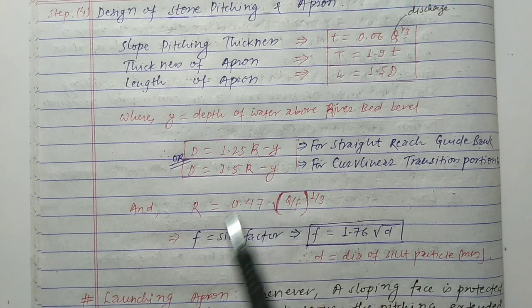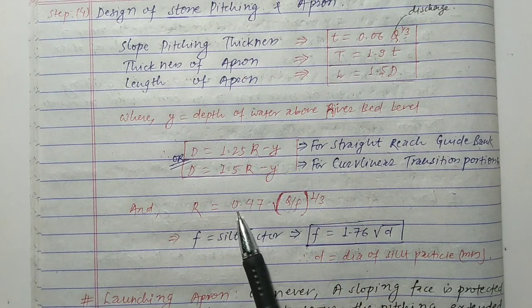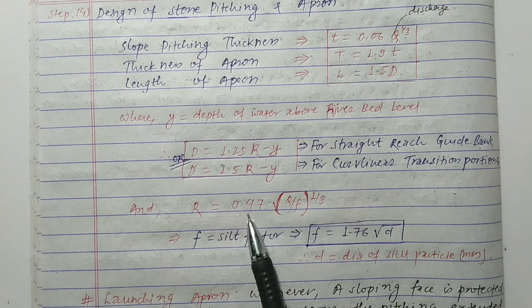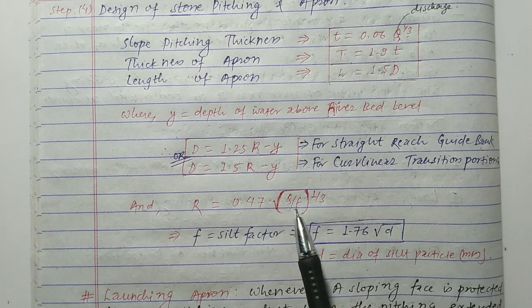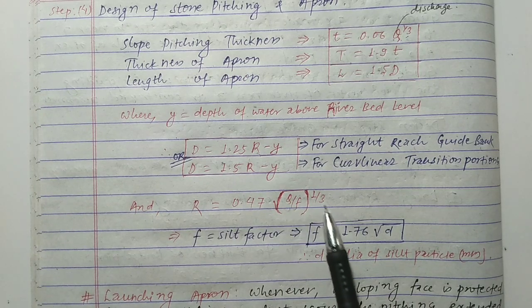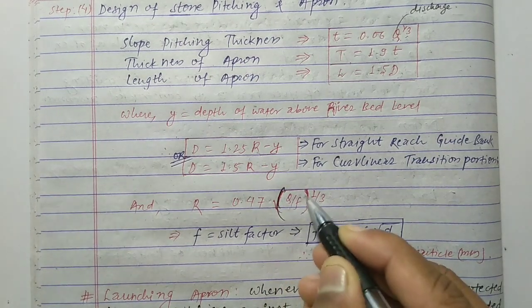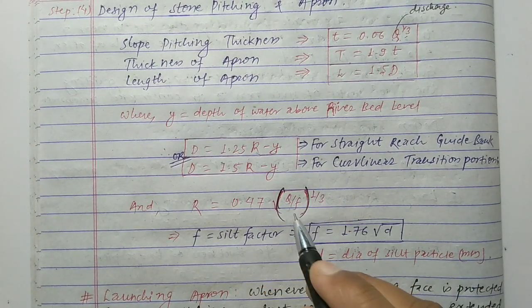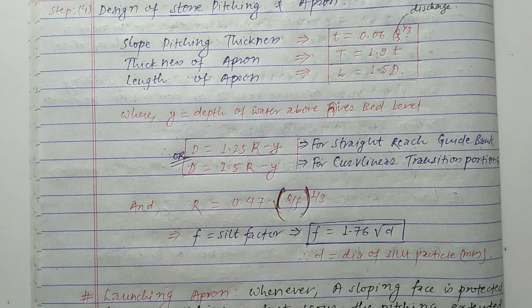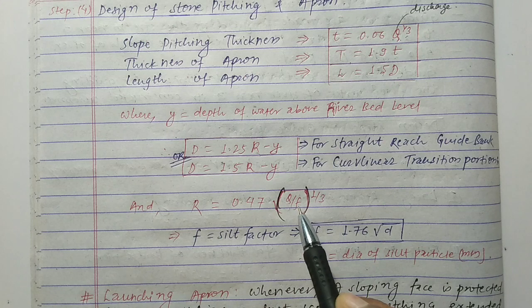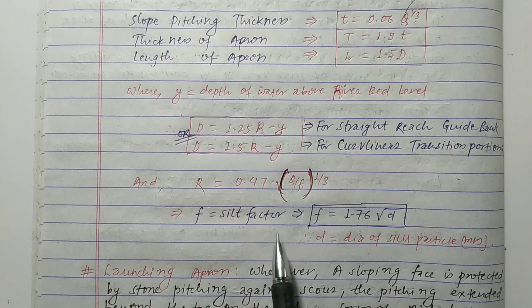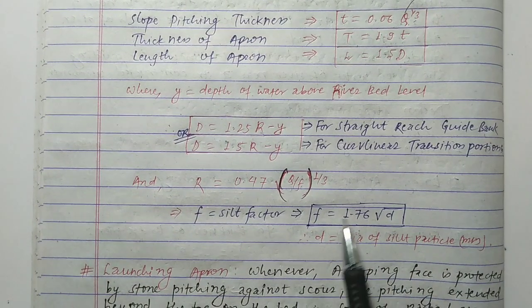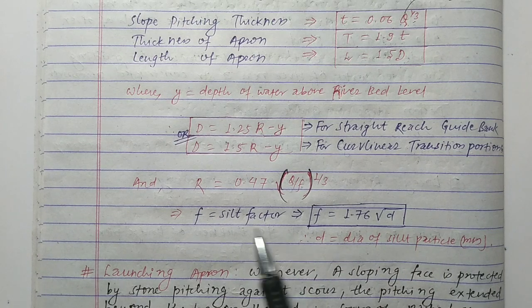Okay, and R can be calculated with the Lacey formula, R equal to 0.47 into (Q/f) to the power 1/3. Okay, so this is just a bracket. So R equal to 0.47 into (Q/f) to the power 1/3. Okay, and here f is also unknown, and f is the silt factor. We already did different numericals related to silt factor, and if in the question silt factor is given, then we have to use that value.